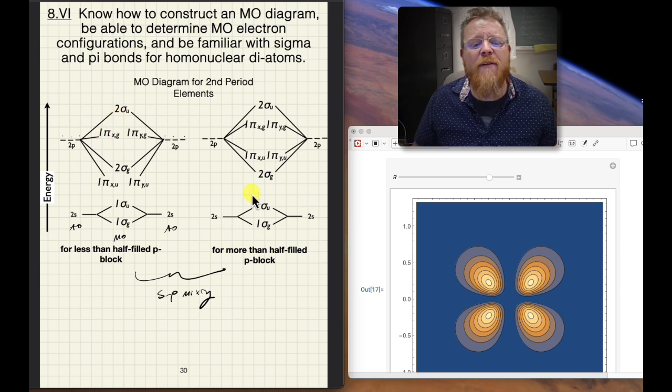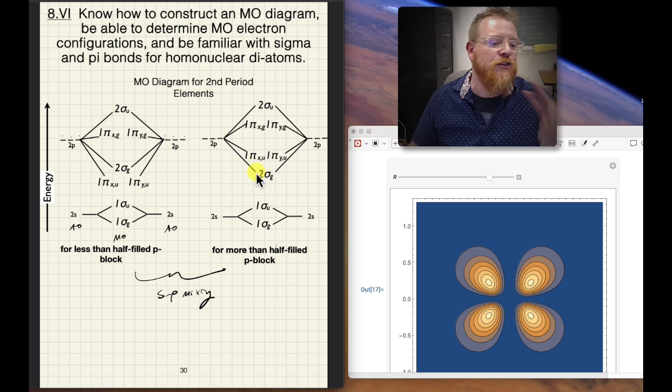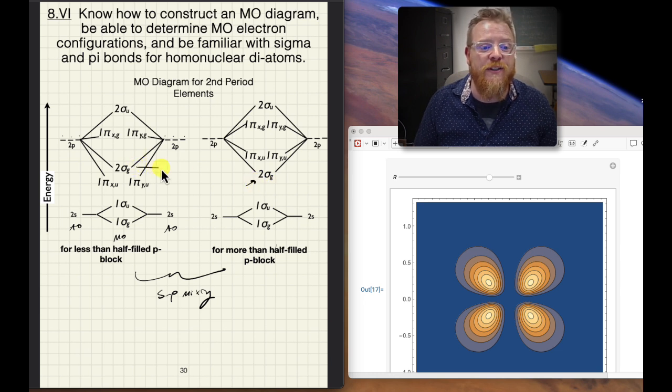Now when we have things that are more than half filled in the p block, you notice here the order of the pi and sigma bonds switches. That's predominantly due to energy lowering of the sigma bond. So the sigma bond lowers in energy greatly. And I'll show you a figure of that here in a moment.